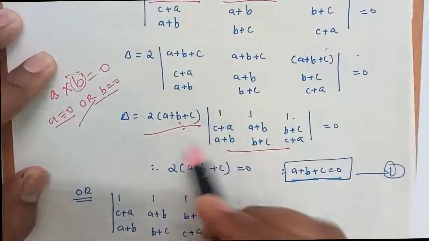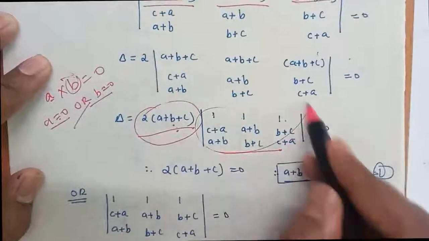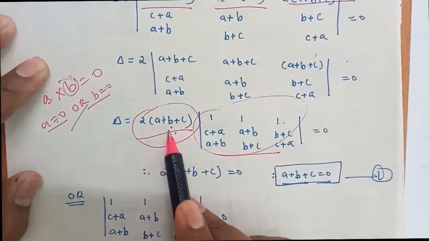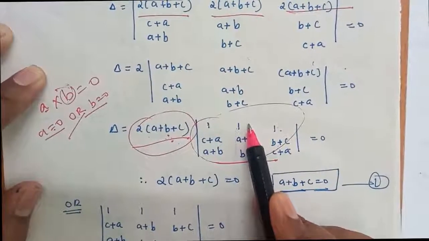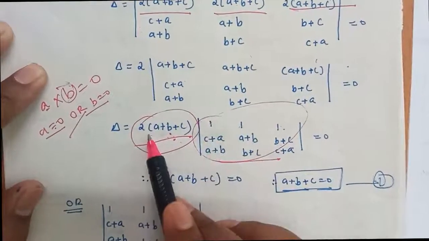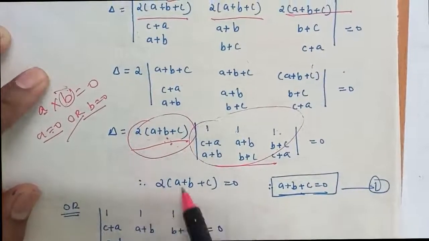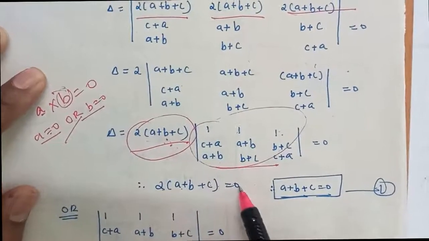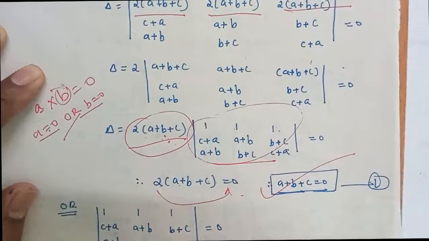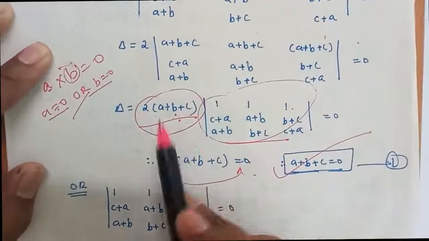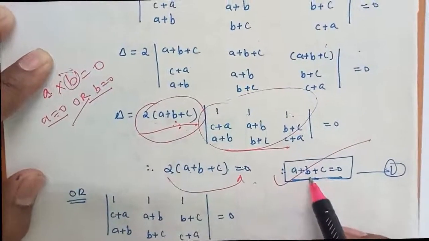This is the first term, and this is the determinant. That means this should be equal to 0. Otherwise, the expansion of this determinant should be equal to 0. So what I can take is this is equal to 0. So 2 bracket of a plus b plus c is equal to 0. This 2 divide, it will become a plus b plus c is equal to 0. This is my first proof I wanted. So by taking the first condition, this equal to 0, I got the first proof.